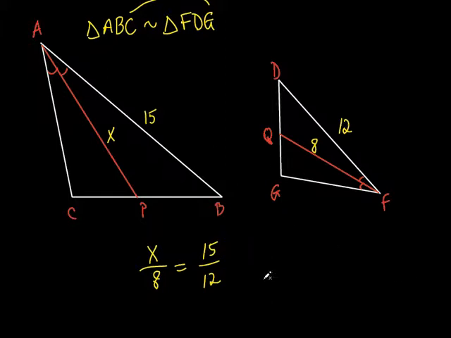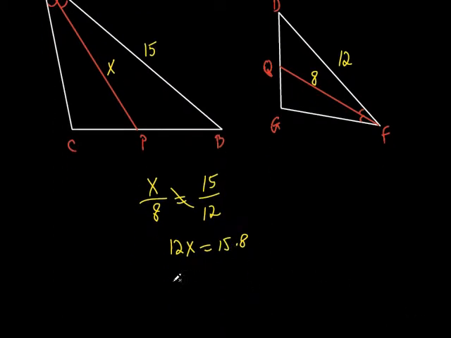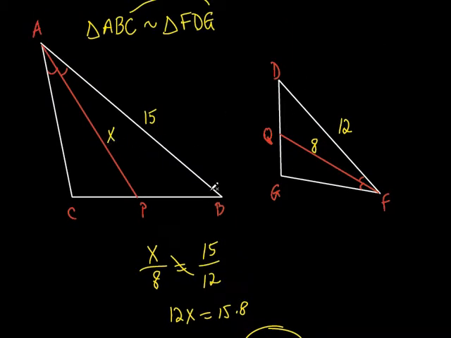Yeah, absolutely. We're not done. I'm just showing you how to set it up. All right, so now we just solve for x. So cross multiply, 12x equals 15 times 8. And 15 times 8 is 120, I believe. So 12x is 120. Divide both sides by 12, and you can do that in your head. What's that? X is 10. And that's all they want you to do right there. It's just solve for x. Does that make any sense?